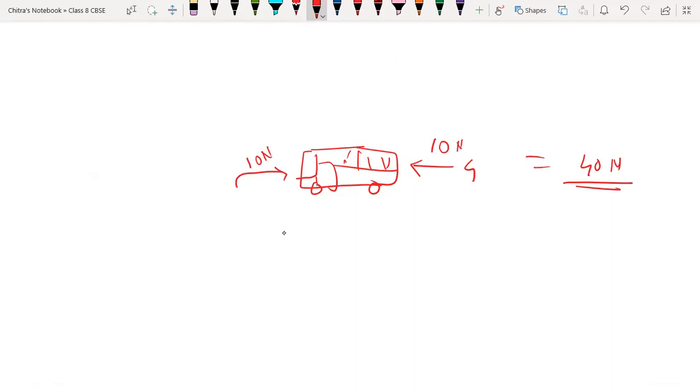We are just taking an example. One person is going to apply force from the opposite direction. So now the total force will be 40 minus 10, so the total force will be 30.